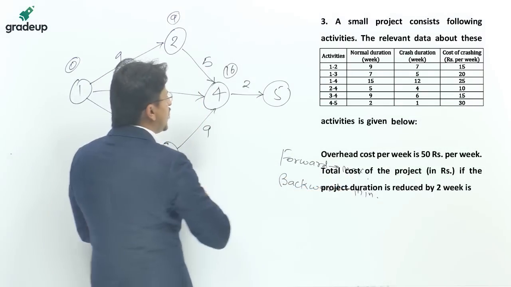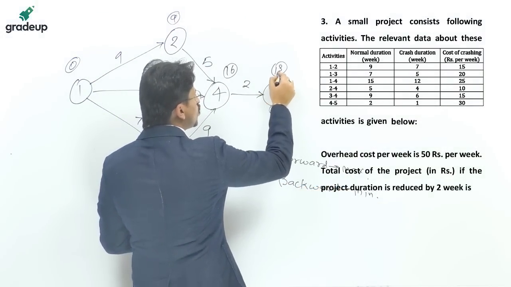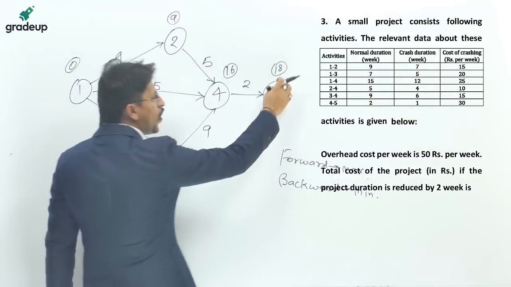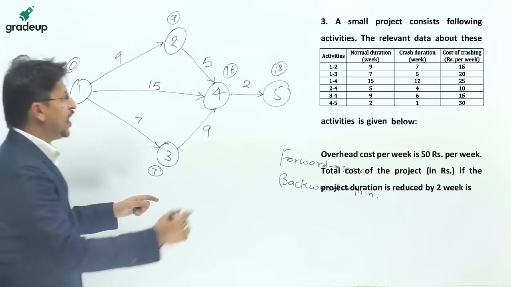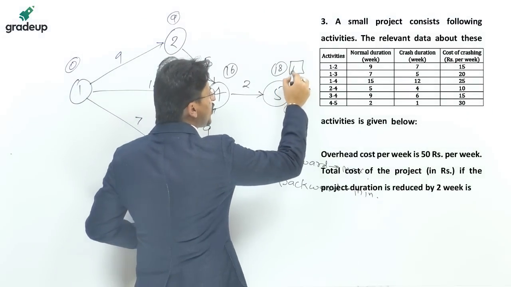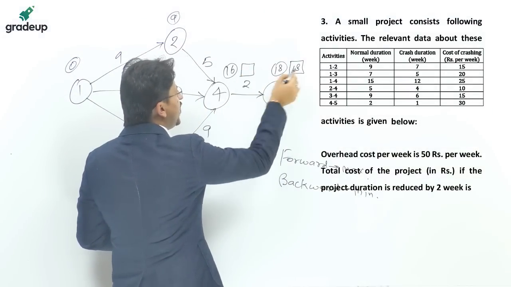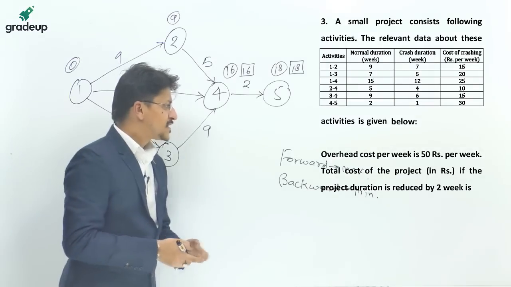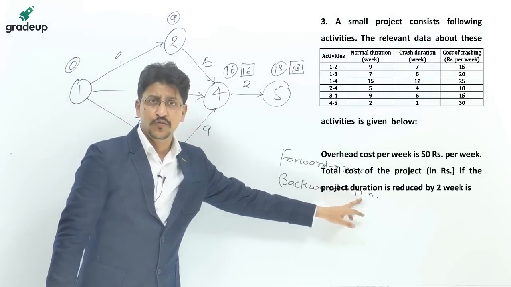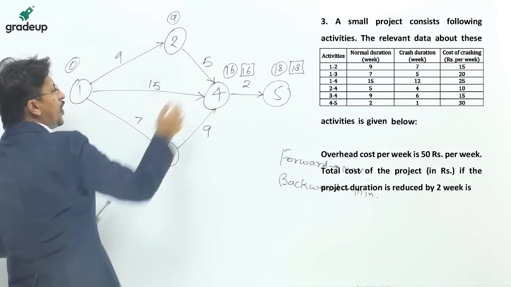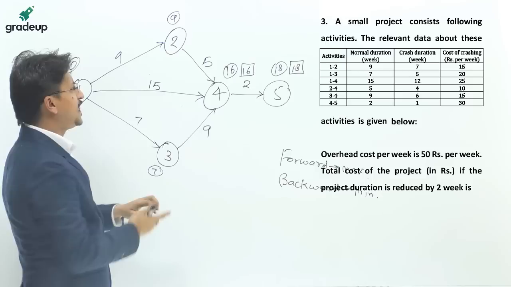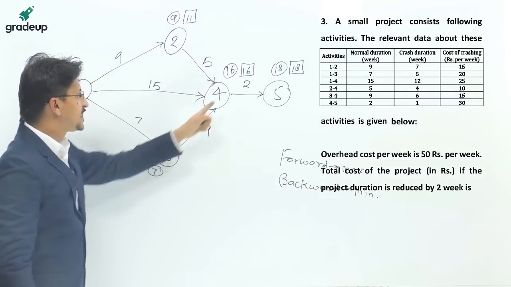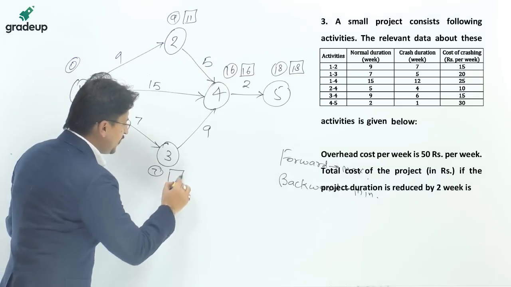And here there is only one, so 16 plus 2 is 18. Now the normal duration is 18. Now we have to find out the backward pass computation, starting from 18. 18 minus 2 is 16. Again, in the backward pass computation you have to find out the minimum value. From 4 to 3 and 4 to 2 there is only one path. So 16 minus 5 will give you 11. 16 minus 9 will give you 7.